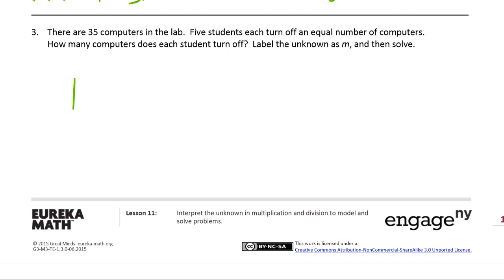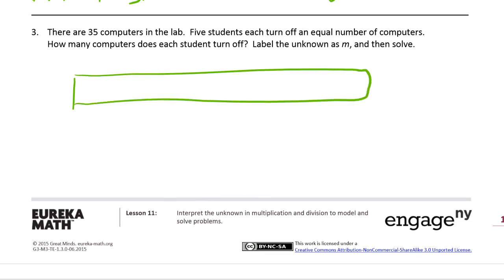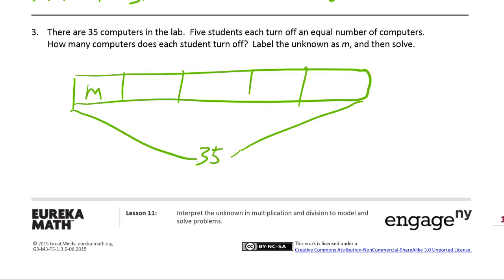So we need a tape diagram with 5 equal groups. 5 equal groups means 1, 2, 3, 4 lines. And the whole thing is all 35 computers. So student 1 is going to turn off M computers. So we're counting computers for student 1.